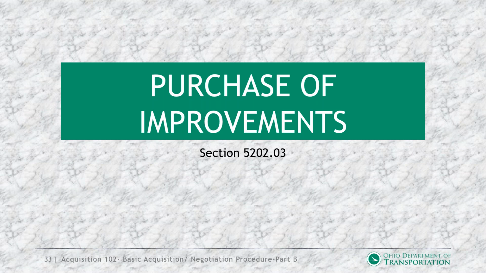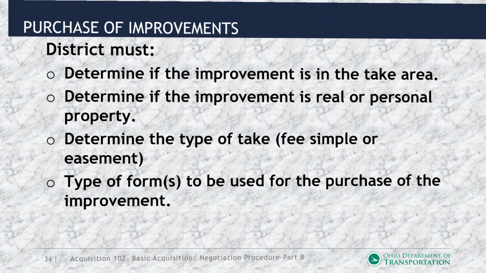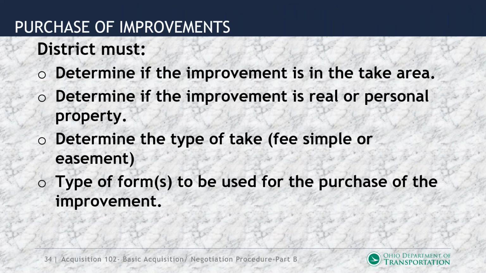All right, I'm going to move on to purchase of improvements. All right, so purchase of improvements. The district or agency must determine if the improvement is in the take area, determine if the improvement is real or personal, and determine the type of take. Is it a fee simple, WD, WL? Is it an easement? What will the type of form be that is used for the purchase of the improvement?